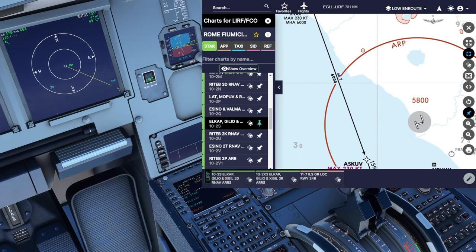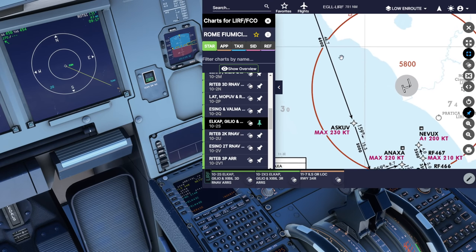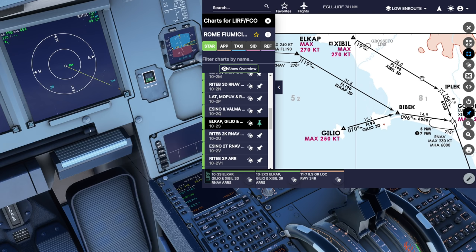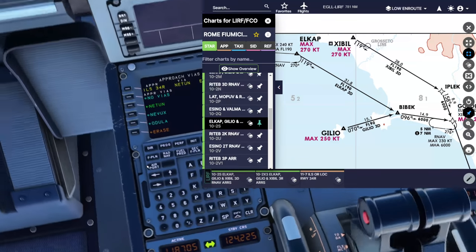So I'm going to change that arrival to the LCAP, what's this one called? That's the LCAP 3 Delta. If I select the LCAP 3 Delta, it says via Netton, that's not correct. So this is the thing, the real aircraft will do these vias on its own. It's very good at that. I don't know if you guys can see that. Let me show you here.